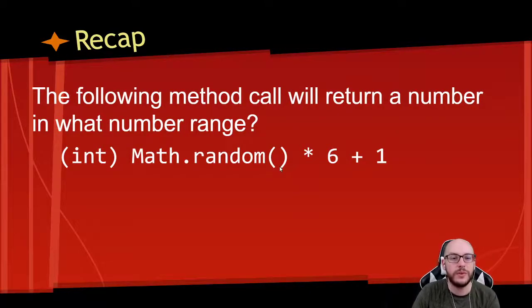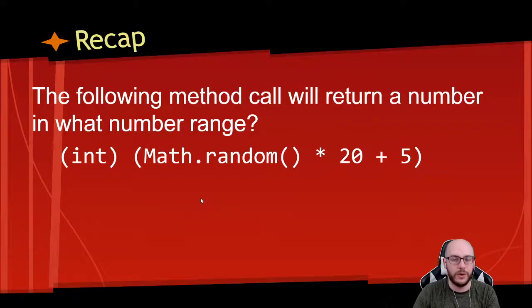The following method call will return a number in what number range? One. What happened here? Okay, think about precedence. What has the highest precedence? This thing right here, I could be wrong, it could be the cast, but regardless if Math.random is happening first or the cast is happening first, we're getting 0 out of this expression. We're taking that 0, multiplying it times 6, getting 0. I didn't add 1 to that. So I'm getting 1 every single time. Okay, let's put it in parentheses. Now what does our number range look like?